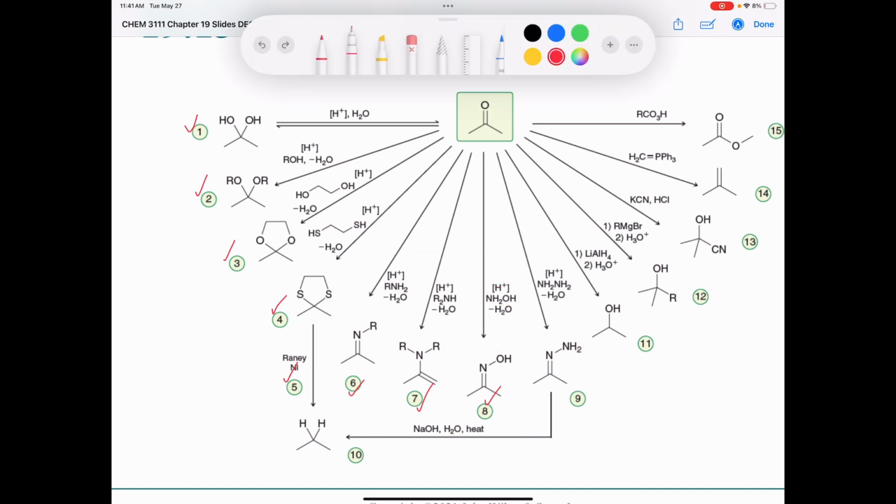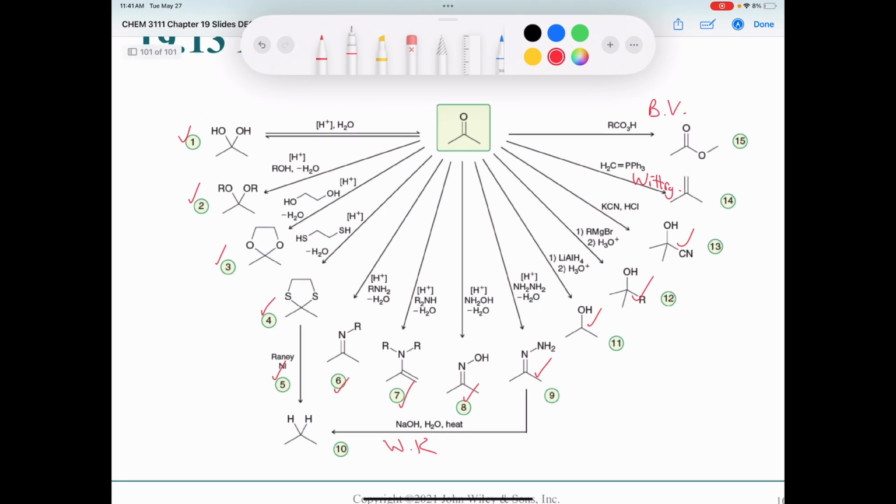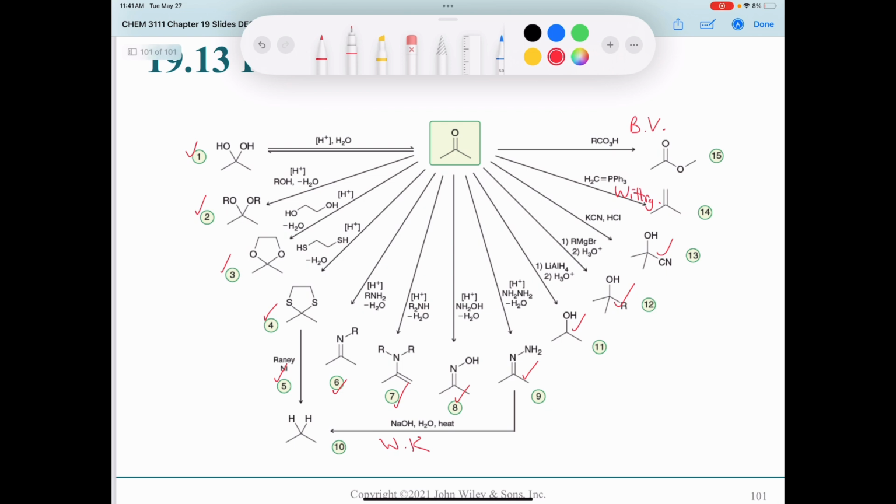Then we looked at hydrazone formation, and we talked about the Wolff-Kishner reduction to reduce the hydrazone down to an alkane. What else? We talked about lithium aluminum hydride reduction. We talked about Grignard chemistry, cyanohydrin formation. We looked at the Wittig reaction, and then the last one that's shown here is the Baeyer-Villiger oxidation. So a lot of chemistry in this chapter, and make sure you know all of these reactions very well.